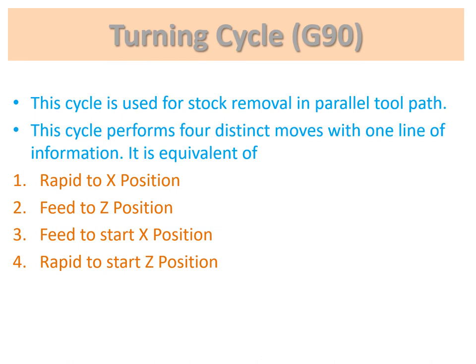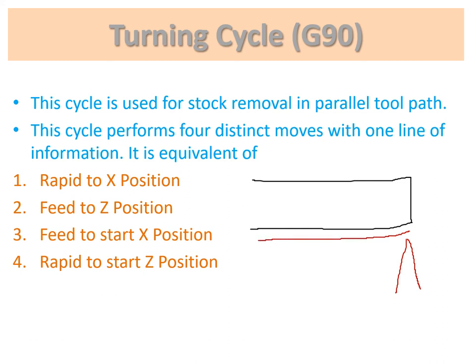Now the G90 command. This command is used for the turning cycle. This cycle is used for stock removal in a parallel tool path. For explaining this, let me draw the workpiece. Now suppose this is your workpiece and this is your tool. Parallel tool path means for reducing the diameter, your tool will move in this direction, along the Z axis. Remember the axes I have drawn, this one was your Z axis and this one was your X axis.